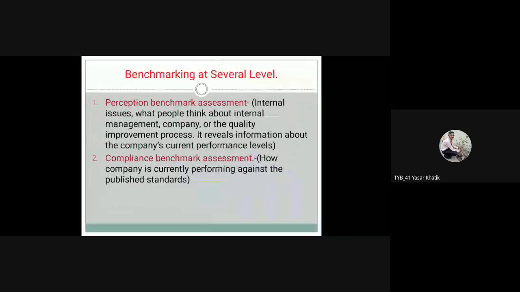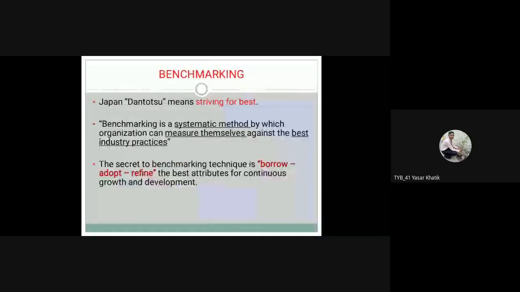Benchmarking is simply a simple technique for a particular organization. It is not a strategy, it is not a business tool to use in an organization.